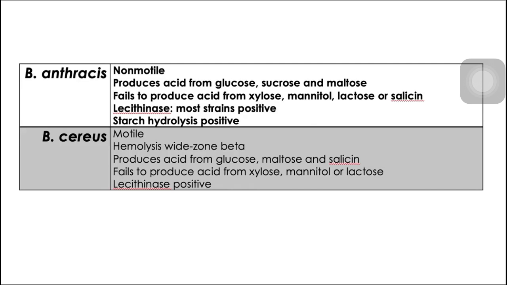Next, we have your Bacillus cereus. So kung si anthracis po ay non-motile and non-hemolytic, Bacillus cereus on the other hand is motile and hemolytic. Again, anthracis, non-motile, non-hemolytic. Cereus, motile and hemolytic.